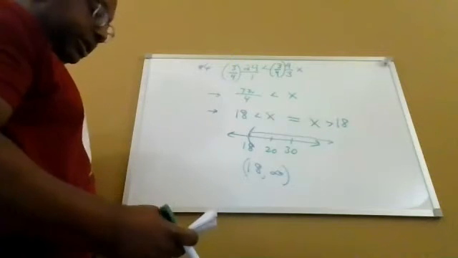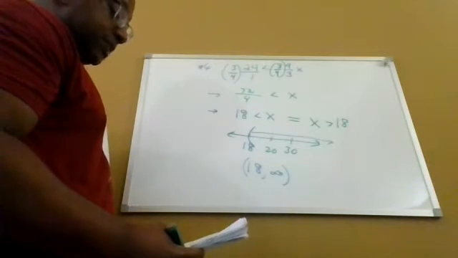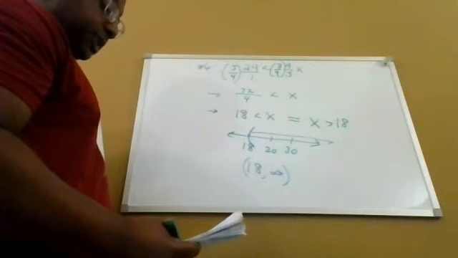Okay, next problem is number 7. We have 6x is less than or equal to 2x plus 16.